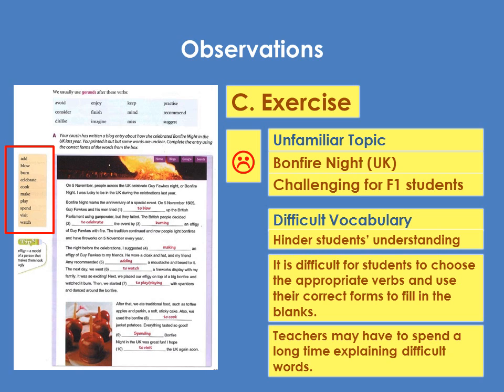In terms of context, the unfamiliar topic and difficult vocabulary items are challenging to Form 1 students. These may hinder students' understanding of the text and make it difficult for them to choose the appropriate verbs. The focus of this exercise would not be solely training students to use gerunds, but also testing students' comprehension of the text. Therefore, teachers may need to spend a long time explaining the words before students can actually work on gerunds.